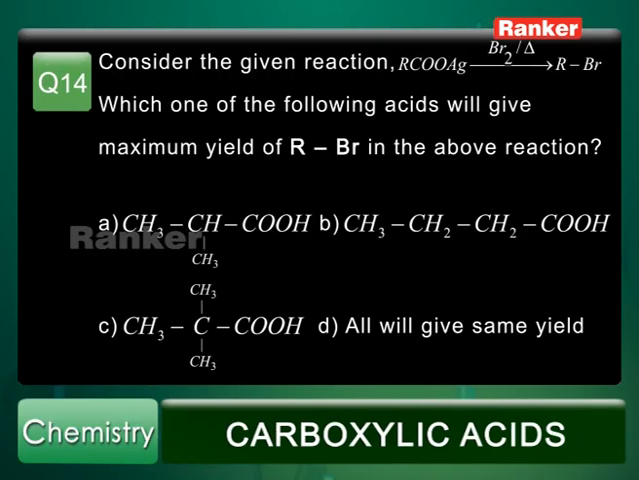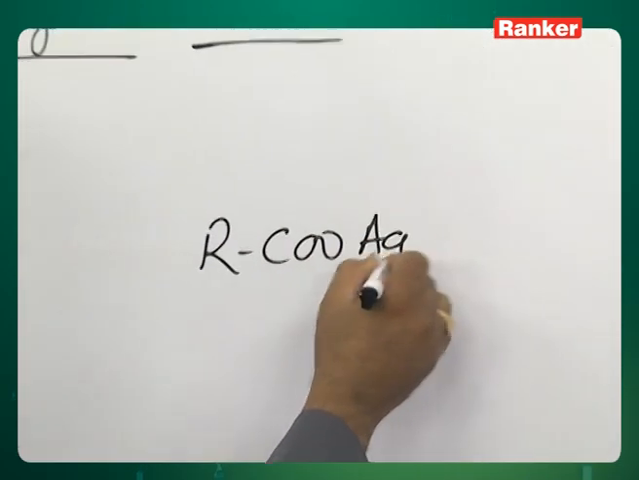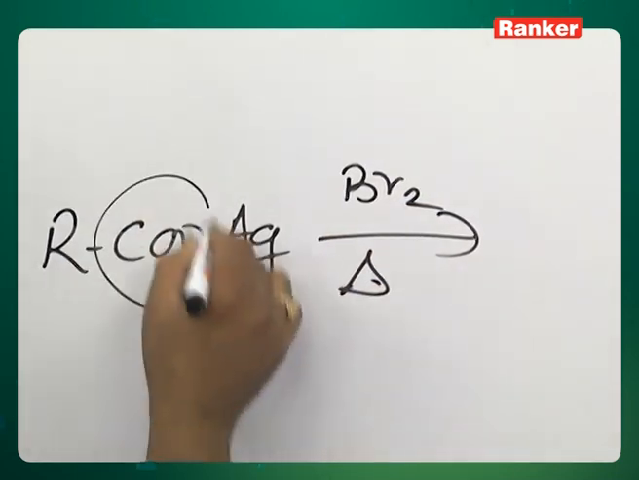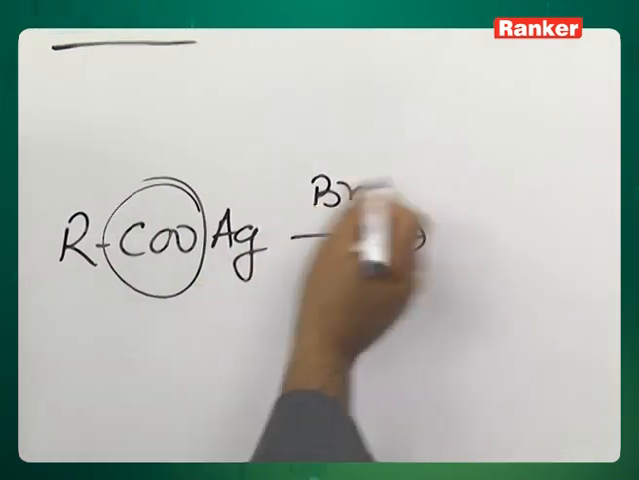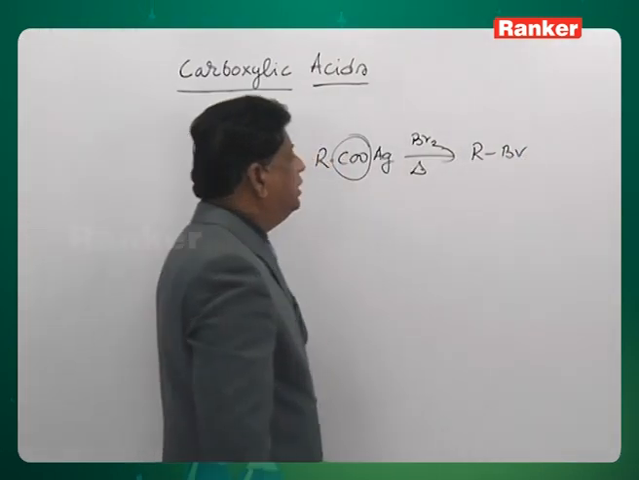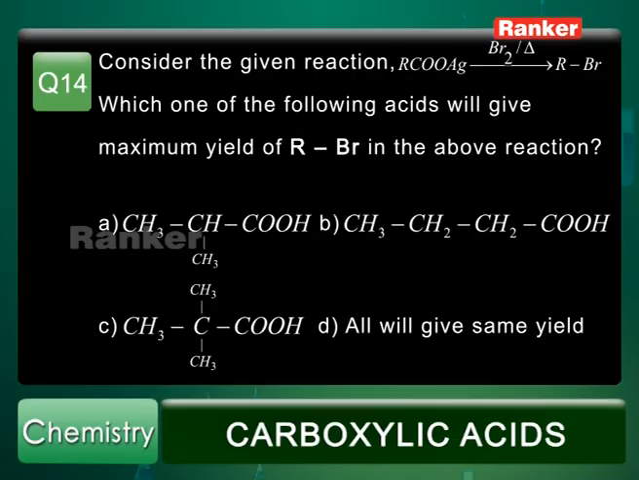Consider the given reaction, that is a silver salt of a carboxylic acid treated with bromine and heated. The CO2 will be lost and silver bromide is removed, 1 bromine comes here, and an alkyl bromide is formed. This is known as a decarboxylation cum bromination. It is a known reaction called the Hunsdiecker reaction.